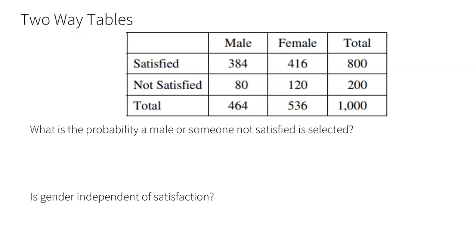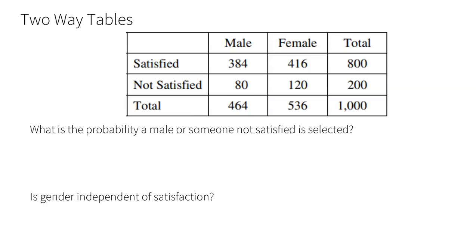So here we have a couple different variables. We have gender, male or female, and then we have satisfied or not satisfied. So I just kind of grabbed this chart. Maybe this is the service at a grocery store. They ask customers at a grocery store, are you satisfied with the checkout person or are you not satisfied? So 1,000 total people were surveyed, and here is all the data.